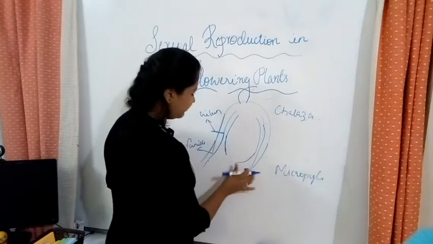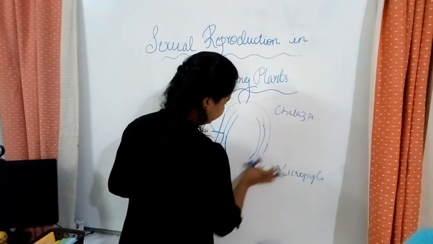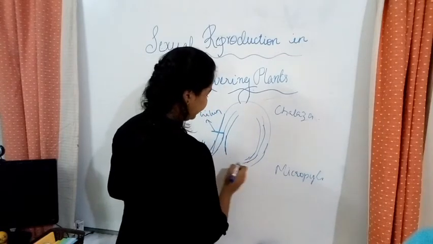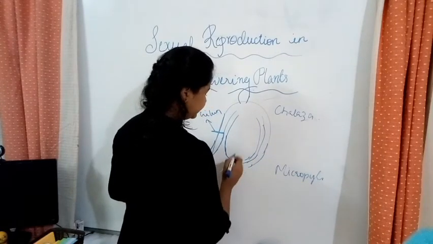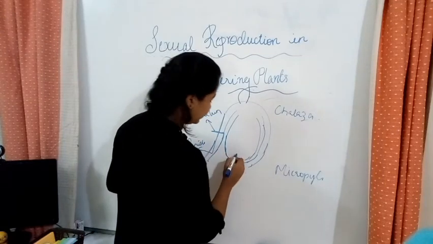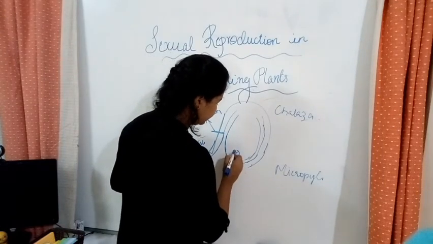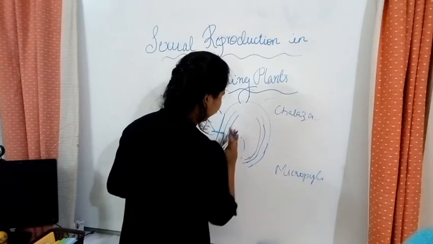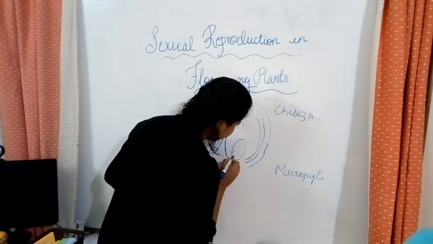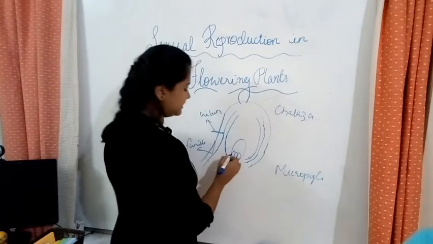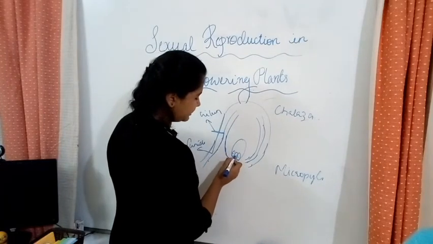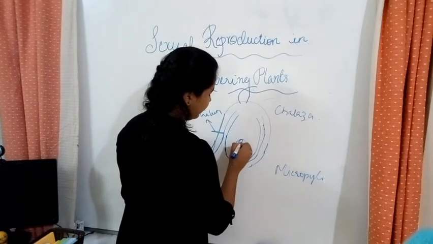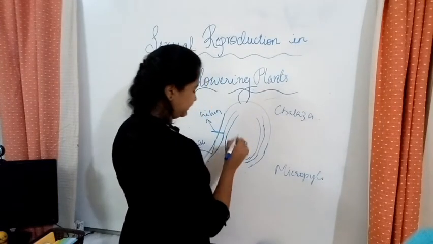Okay, so over here, what is happening? The egg apparatus would come on this side. Okay, so 1, 2, 3. We draw. This is the synergids and this is the egg apparatus. Over here this is the polar nuclei and these are the 3 antipodal cells.